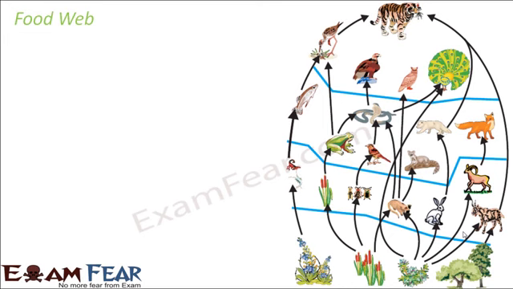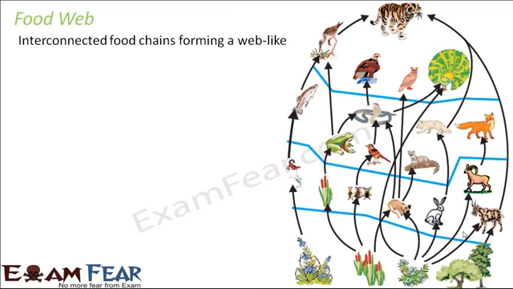So now that we have discussed food chain, it is time to introduce you to food web. In a food chain, we were talking about a linear series of animals which feed on one another. In a food web, we talk about interconnected food chains. The picture you see on the screen gives you a web-like appearance, like a spider's web. This also looks very similar to that. It is formed by interconnected food chains forming a web-like pattern, as you can see here.